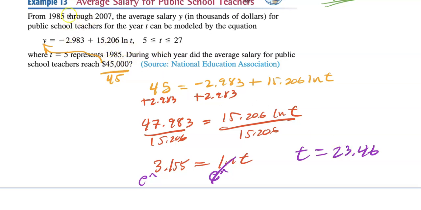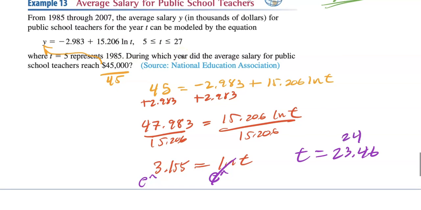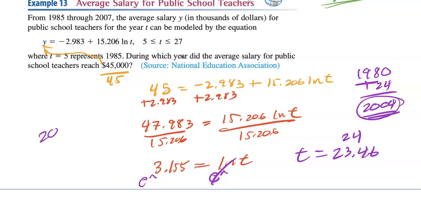If we're going from 1980, it says which year. So this is about 24. 1985 is where we start, so we're gonna add 24 to that, and we're gonna get 2009. So in the year 2009. And that's a lesson.